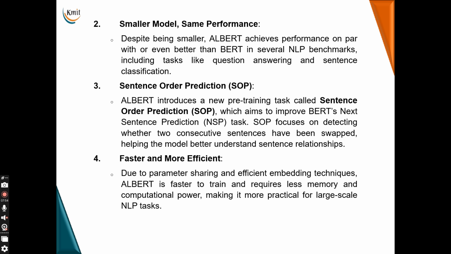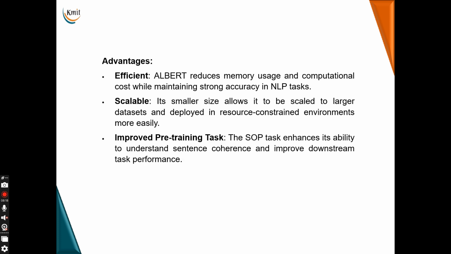Because of its size reduction and reduced parameter requirement, ALBERT gives faster performance and is more efficient. Because you reduce the number of parameters, memory requirements are also reduced, thereby the computational efficiency increases. What are the advantages? It has an efficiency advantage compared to BERT, and scalability. Right now it is smaller in size compared to BERT, but if you want, it can be scaled to larger data sets. And then an improved pre-training task: not only next sentence prediction, it has added one more concept called sentence order prediction, which tries to improve the performance during pre-training.